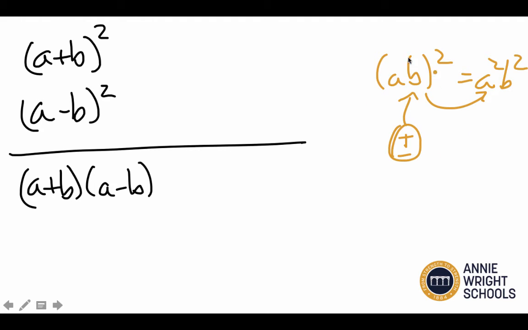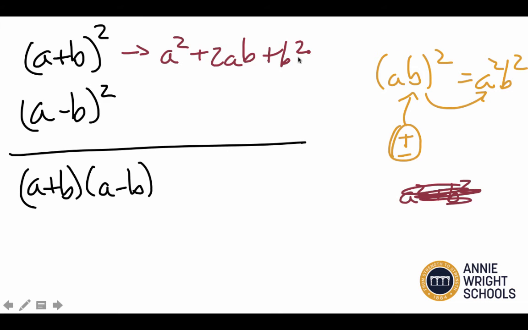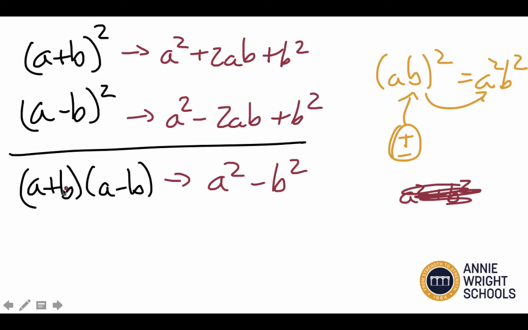I say all the time that multiplication is easy. It's addition and subtraction that cause problems. You cannot move this square into both of those terms, and people will want to. They will want to say that a plus b quantity squared equals a squared plus b squared, but that is not true, and so you can't do that. You need to know that this becomes a squared plus 2ab plus b squared, that this becomes a squared minus 2ab plus b squared, and this last thing becomes a squared minus b squared.